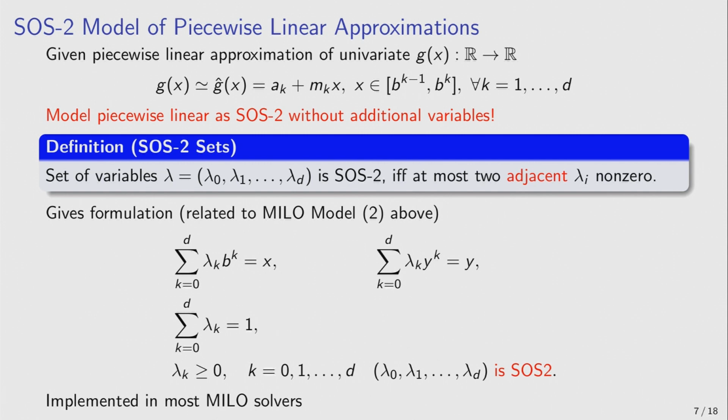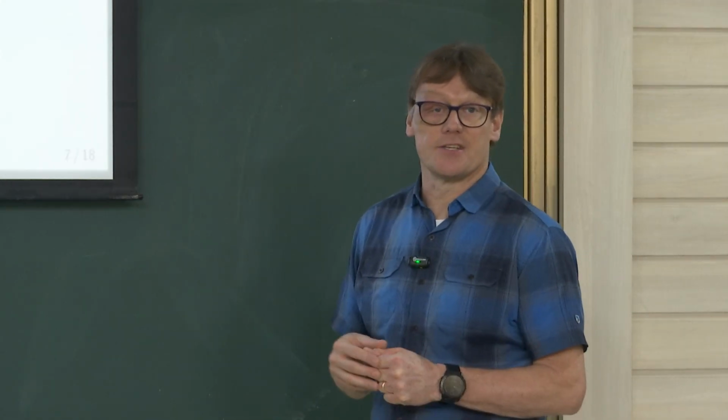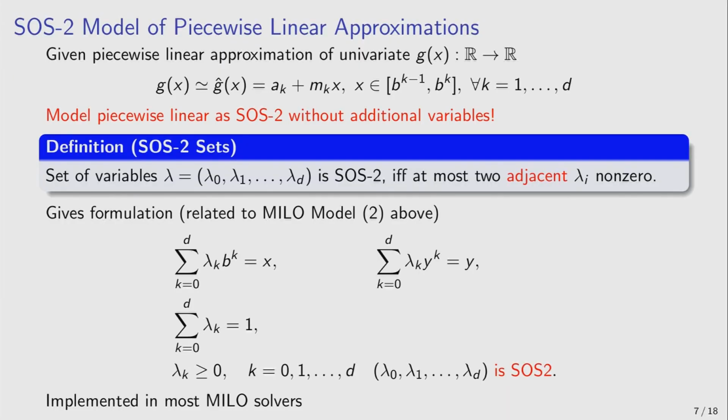And I'm going way too slow here. There's a way of modeling this without these additional variables, without the zk's. And that's what is called a special ordered set of type 2. So a special ordered set of type 1 is one where exactly one variable, or at most one variable, is non-zero. A special ordered set 2 is one where at most 2 adjacent variables are non-zero. So that's what I want here.